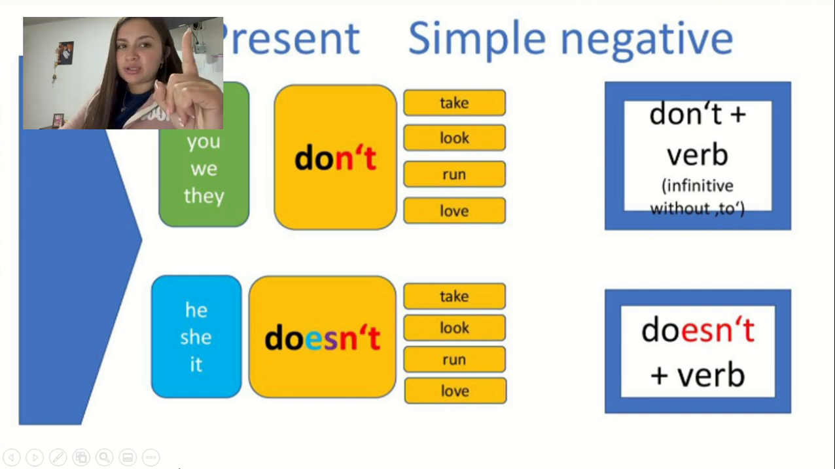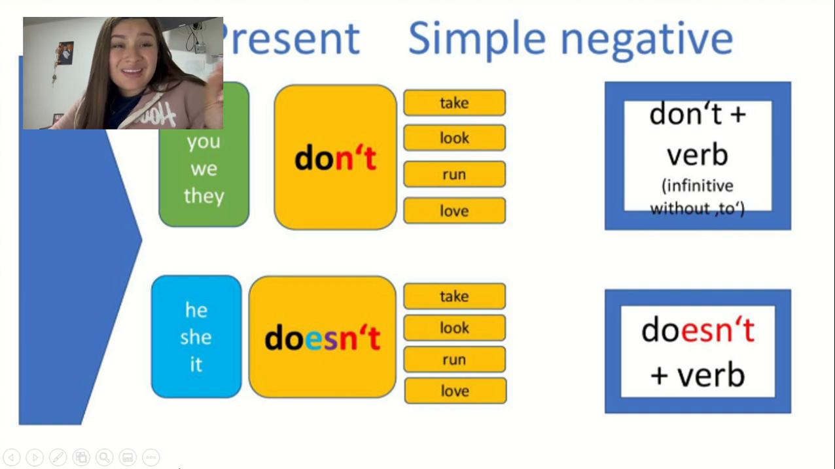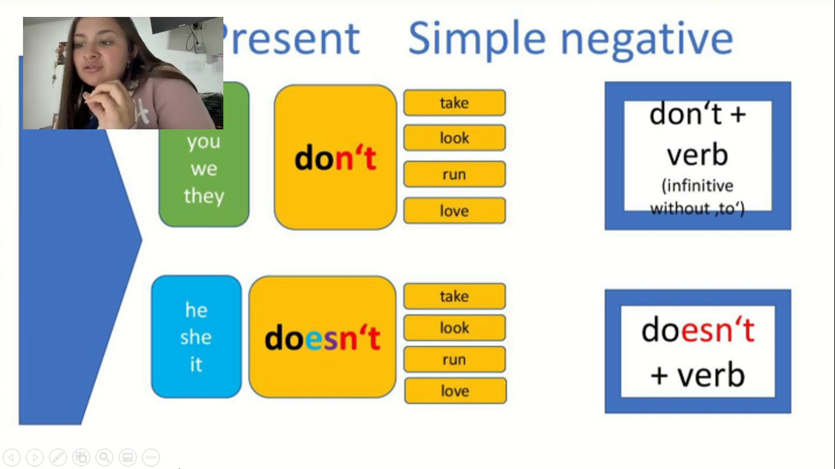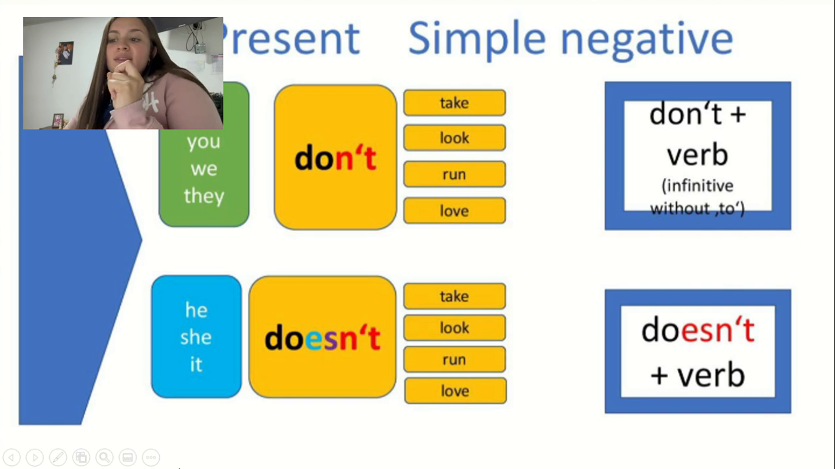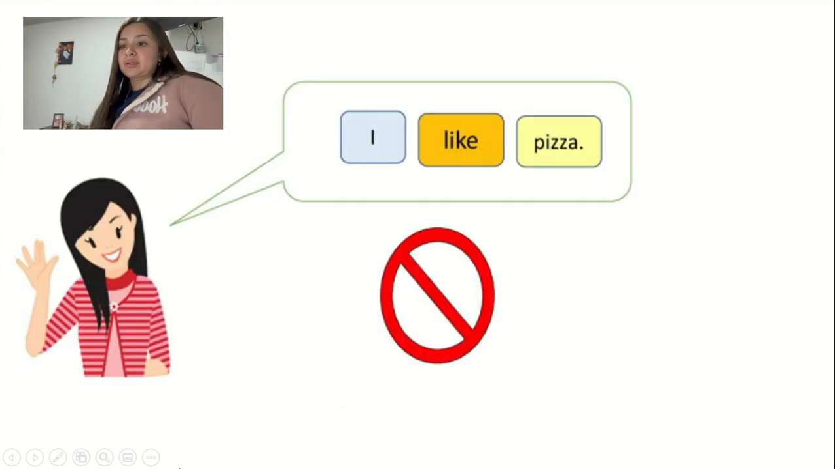And something important is, for example, before in the affirmative form, with he, she, and it, we add s in the verb. That s or es we put in the auxiliary, in the does. In that part we add it, and that part could be important.